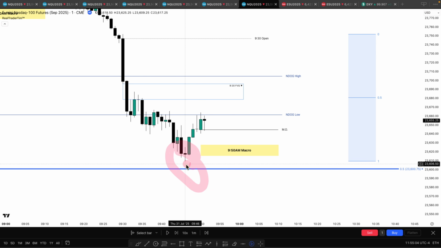And we understand this engineered sell side liquidity here. Okay, so we're not looking for longs. I'm not looking for longs here because there's still more for us to do down here. Okay, so we enter this macro window.